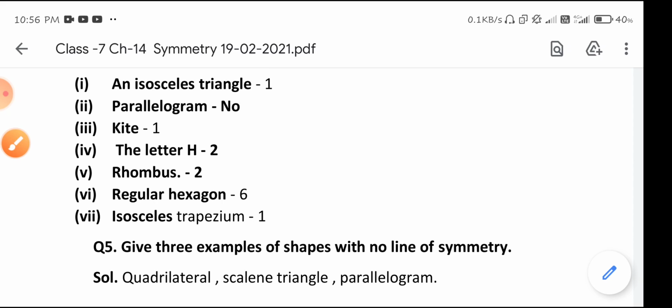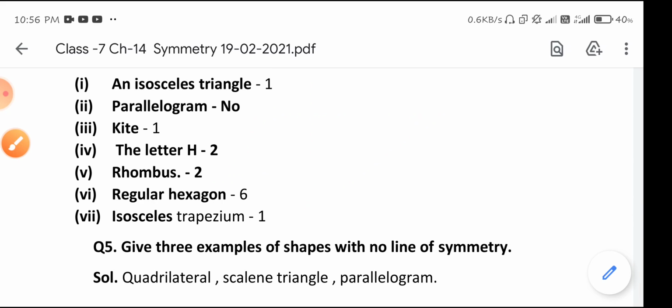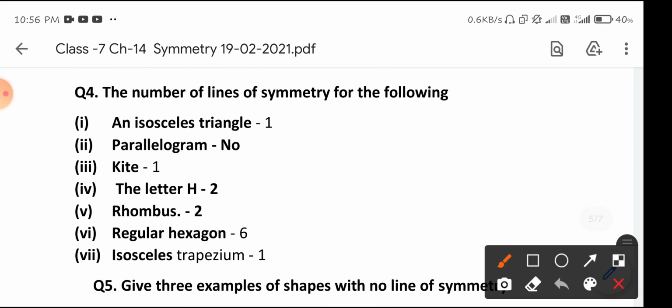Symmetry का मतलब क्या होता है, अगर हम किसी भी लेटर या किसी भी फिगर को सेंटर से फोल्ड करें कि दोनों पार्ट्स हमारा इक्वल आ जाए. सो इन पैरेललोग्राम इट्स लुक लाइक दिस. अगर हम सेंटर से करेंगे तो दोनों पार्ट्स इक्वल नहीं आएंगे. सो देयर इज नो आंसर, नो नंबर ऑफ लाइन्स ऑफ सिमेट्री इज पॉसिबल.